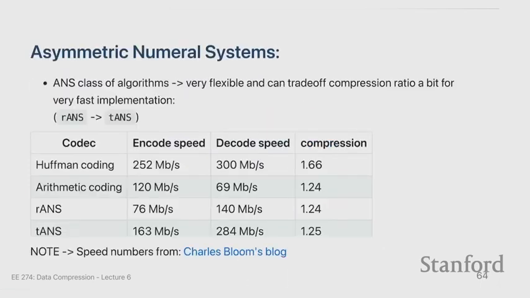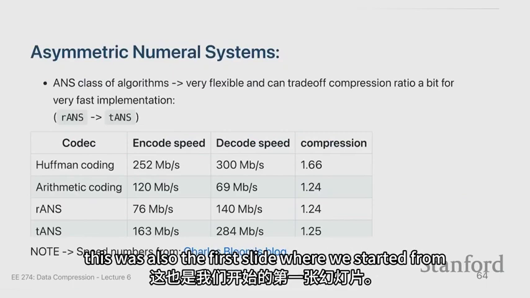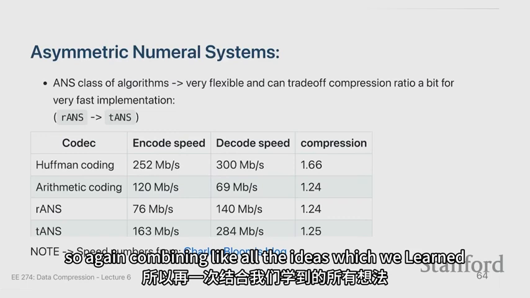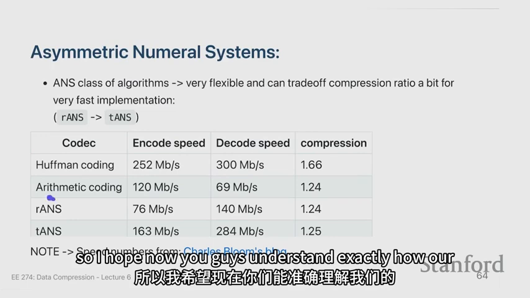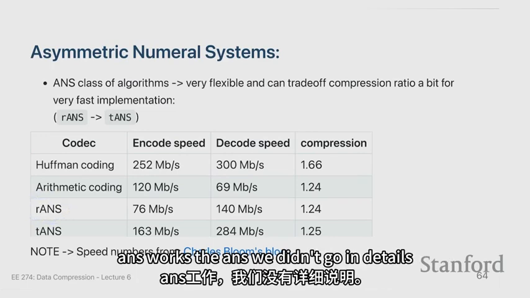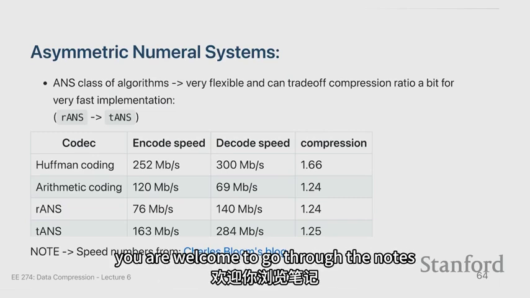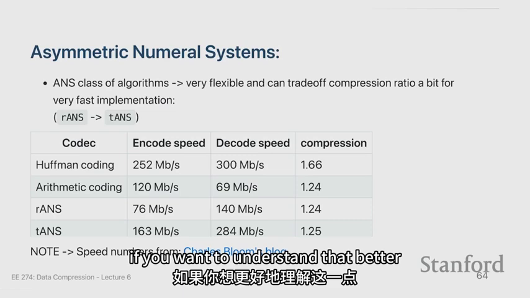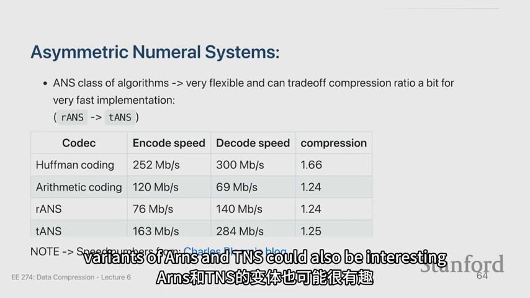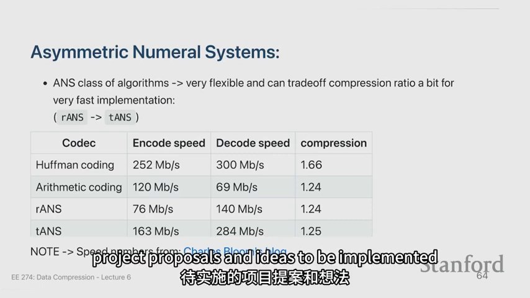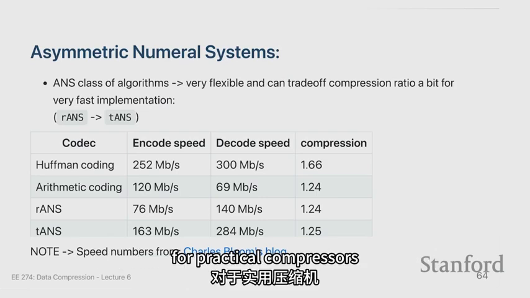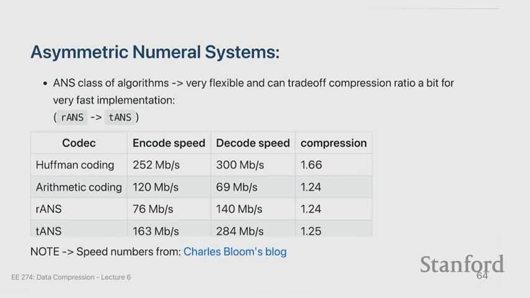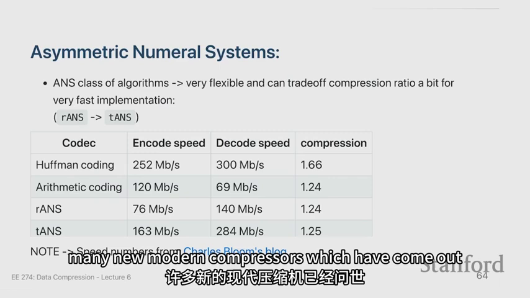And so this is the last slide, but this was also the first slide where we started from, combining all the ideas which we learned. So I hope now you understand exactly how RANS works. TANS, we didn't go into details, but we have some notes. You are welcome to go through the notes, and to go through the code in SCL and come talk to us if you want to understand that better. Variants of RANS and TANS could also be interesting project proposals and ideas to be implemented for practical compressors. These have really replaced arithmetic and Huffman coding in almost many new modern compressors which have come out.